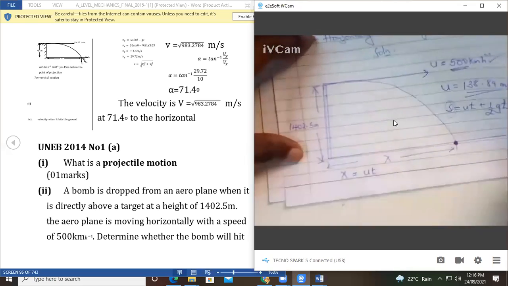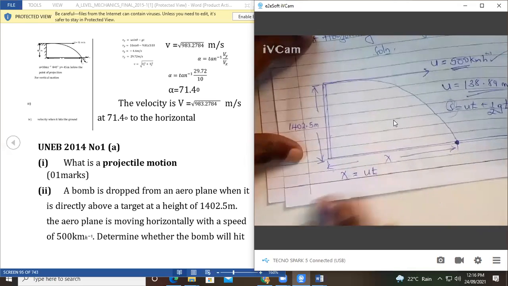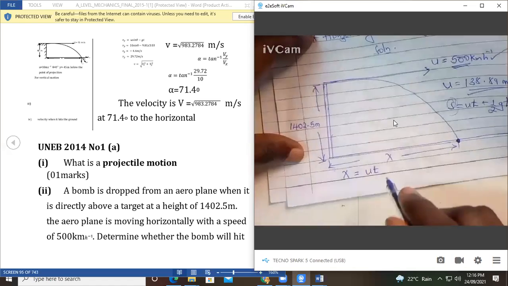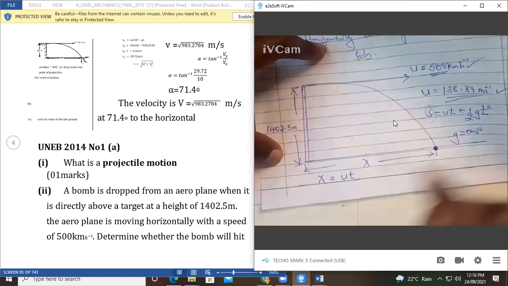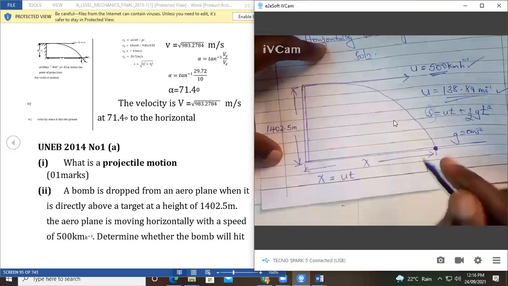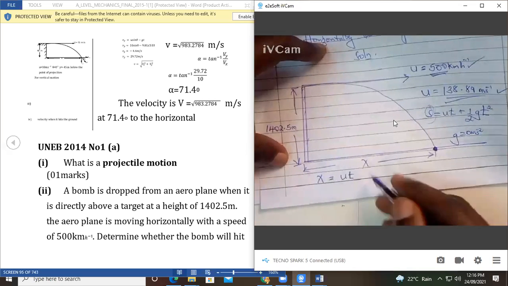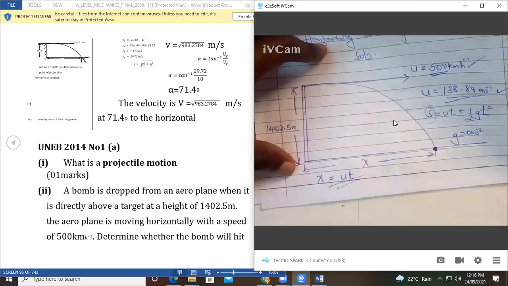Remember the body is moving horizontally. When the body is moving horizontally, does it have acceleration due to gravity? Acceleration due to gravity will become 0 meters per second squared. So you remain with only this.